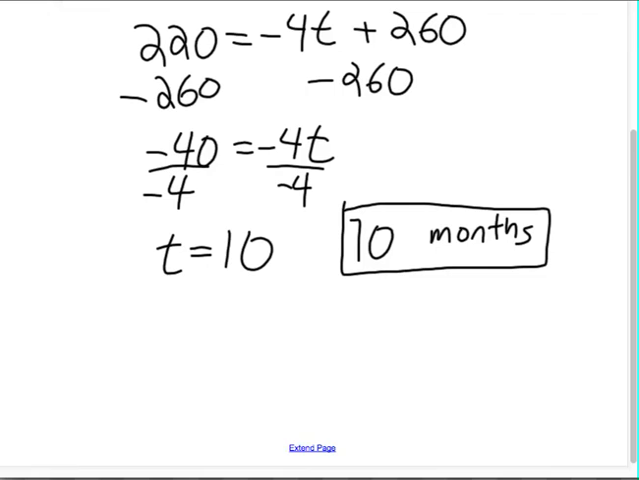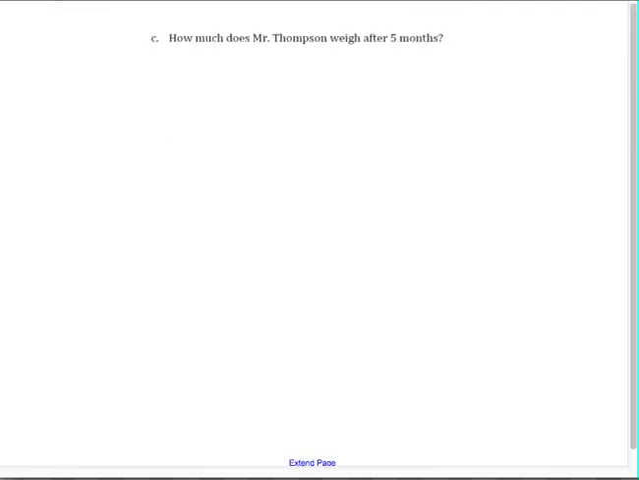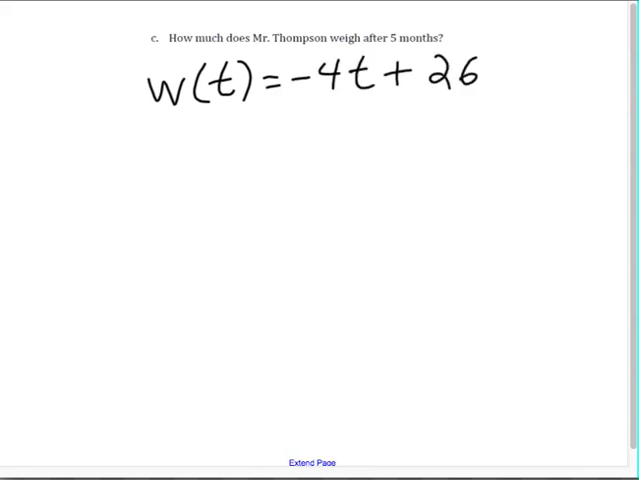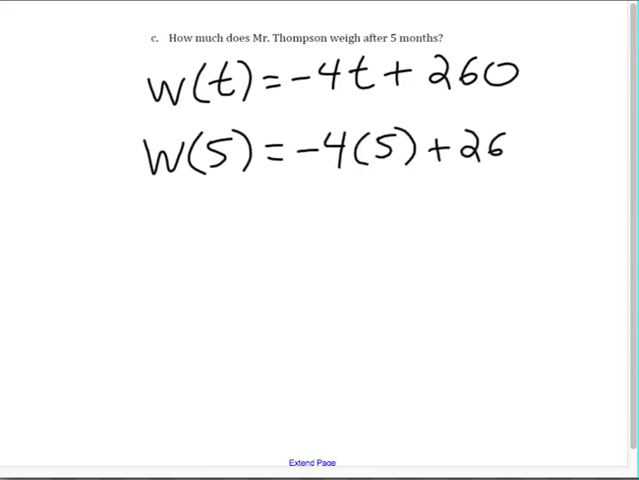Okay, last part. How much does Mr. Thompson weigh after 5 months? Clearly, I'm using the same equation that I developed, negative 4t plus 260. 5 months is a given time, so this is W of 5 is equal to negative 4 times 5 plus 260. Evaluating this whole right-hand side, negative 4 times 5 plus 260 is 240.